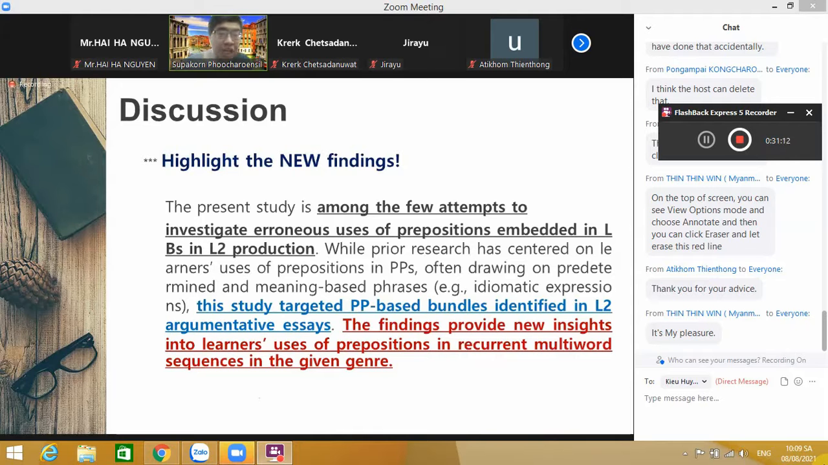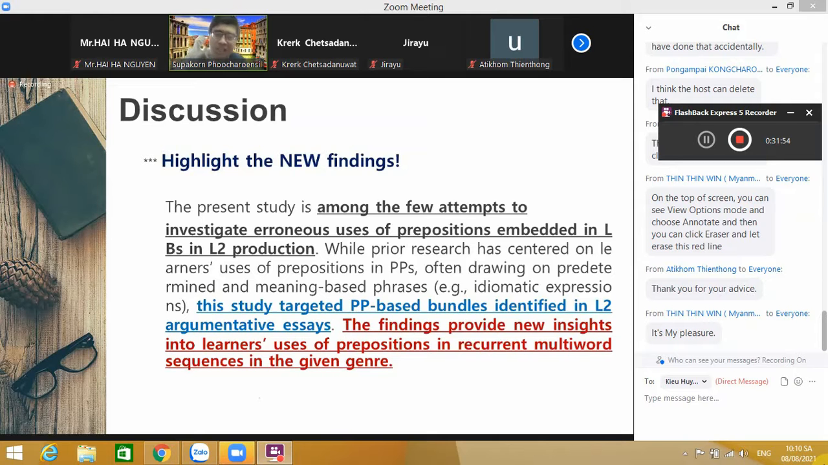Okay, so in Punyapa's study, she investigated the acquisition of prepositions through data-driven learning, right? Oh, but sorry, this is from another study published in an EAP journal. Among the few attempts to investigate erroneous uses of prepositions embedded in lexical bundles in L2 production, and then the study, pay attention to the highlighted part. This study targeted PP-based bundles, prepositional phrases, right?